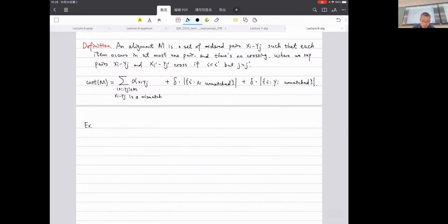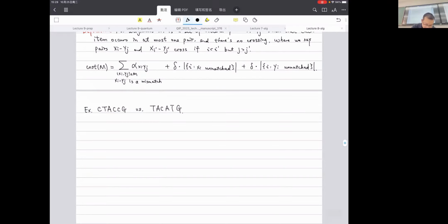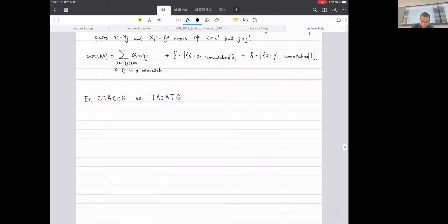Maybe in computational biology, we have a piece of DNA, which is CTACCG. And on the other hand, maybe another piece of DNA, which is TACATG. Let's think about this example, and take a brief look at how we are going to give a good matching for this. You can clearly see that there is a TAC here and a TAC here, so maybe this is a pattern that we want to pursue. Let's follow this.